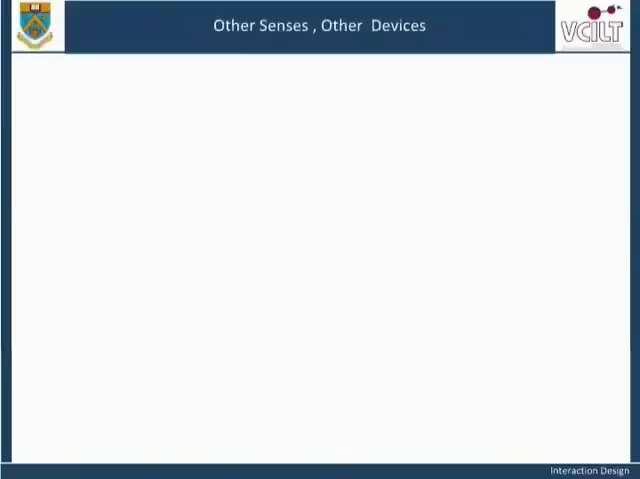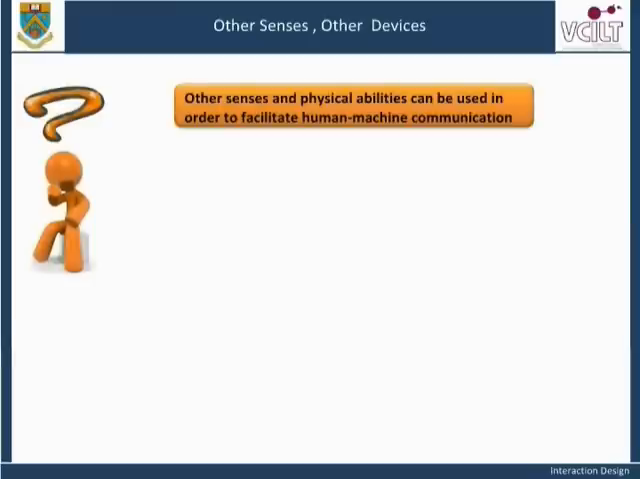Other senses, other devices. So far, we have looked at how sound and vision can form parts of the interface between user and computer. We now ask the question of whether some of our other senses and physical abilities can be used in order to facilitate human-machine communication.